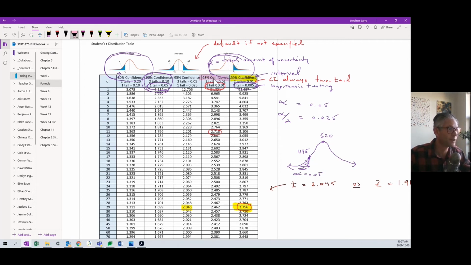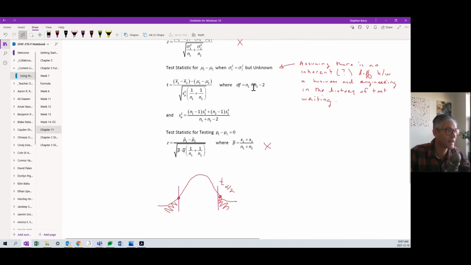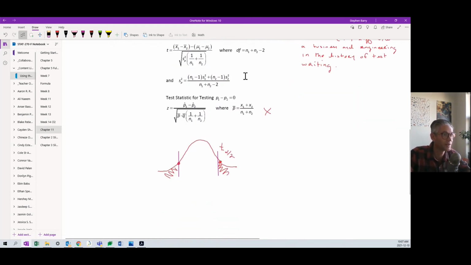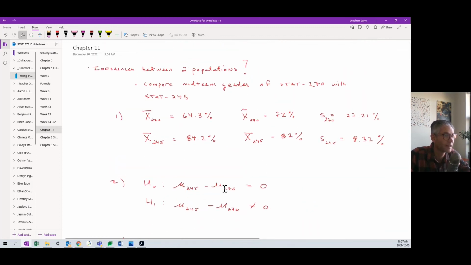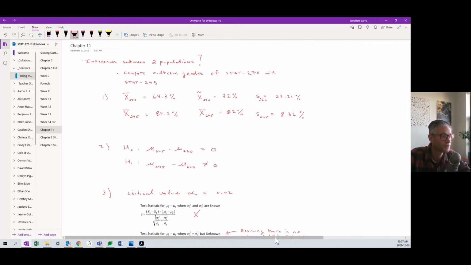And then my degrees of freedom. In this case, how do I calculate my degrees of freedom? N1 plus N2 minus 2. Got it. So it's right there. So what is that? I need to get my sample sizes here. Let's go do that.